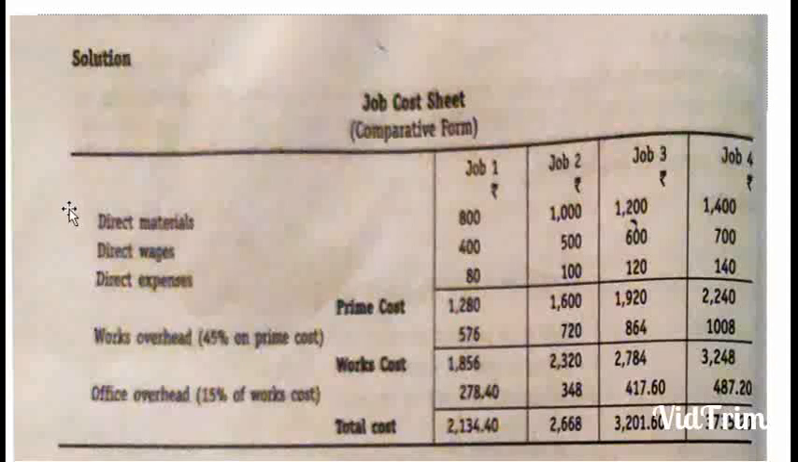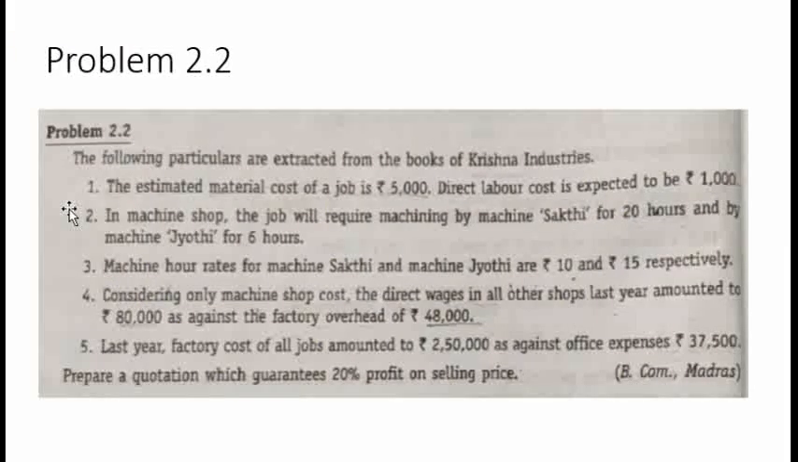So after this, let us get into your second problem, which is 2.2. The question states: the following particulars are extracted from the books of Krishna Industry. The estimated material cost of the job is 5,000. Direct labor cost is expected to be rupees 1,000. In the machine shop, the job will require machining by machine Shakti for 20 hours and by machine Jyoti for 6 hours. Then the third point, machine hour rates for machine Shakti and machine Jyoti are rupees 10 and rupees 15 respectively.